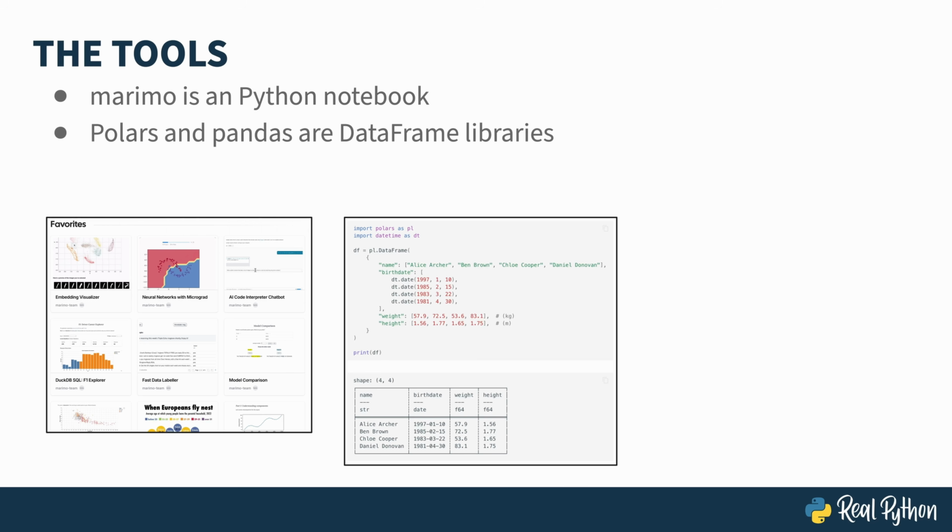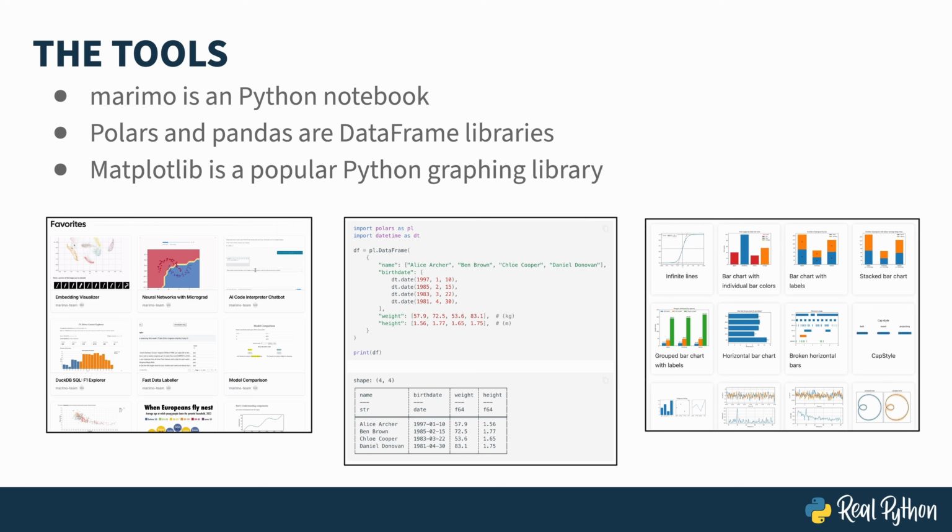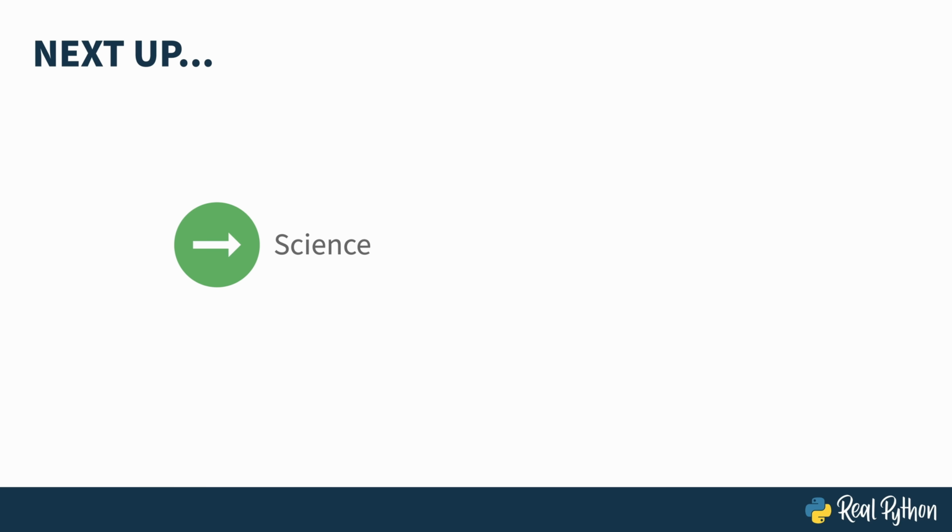Polars and pandas are both data frame libraries. These are in-memory representations of row and column data similar to a spreadsheet. You can do all sorts of slicing and dicing on your data in both of these tools. In this course, I'll use polars to reformat and clean some data, and pandas to acquire some data from the web. Matplotlib is probably the most common of the Python graphing libraries out there. It can be a little esoteric, but it's very, very powerful. To top it all off, Marimo speaks Matplotlib, so you can include graphs in your notebooks. Next up, I'll give you a bit of background on the science connected to the data you'll be playing with.